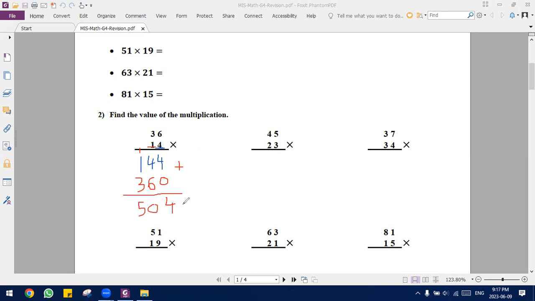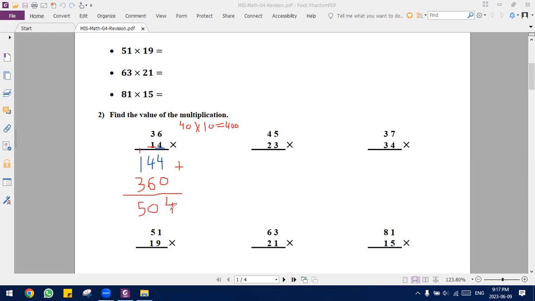Let's see when we did estimation, was it close or not? We don't have to check, but let's do it here only once. 36, we said that it's 40, times 14, we said it's 10, which is 400. As you can see here, it's not that close.